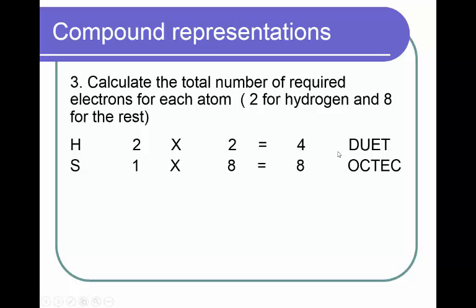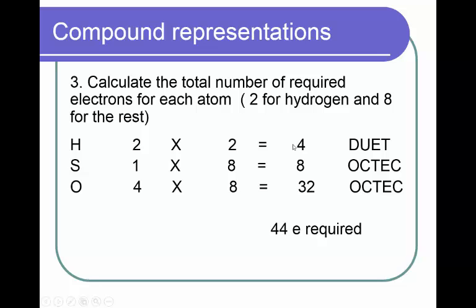Then we have sulfur, we have 1 sulfur atom, but it needs 8 electrons to complete its shell, so we write 8. And finally we've got oxygen, but we've got 4 oxygen atoms. So we multiply 4 times 8, and that gives us 32. If we add them up, this is 32 plus 8 plus 4, it gives us a total of 44 electrons required.